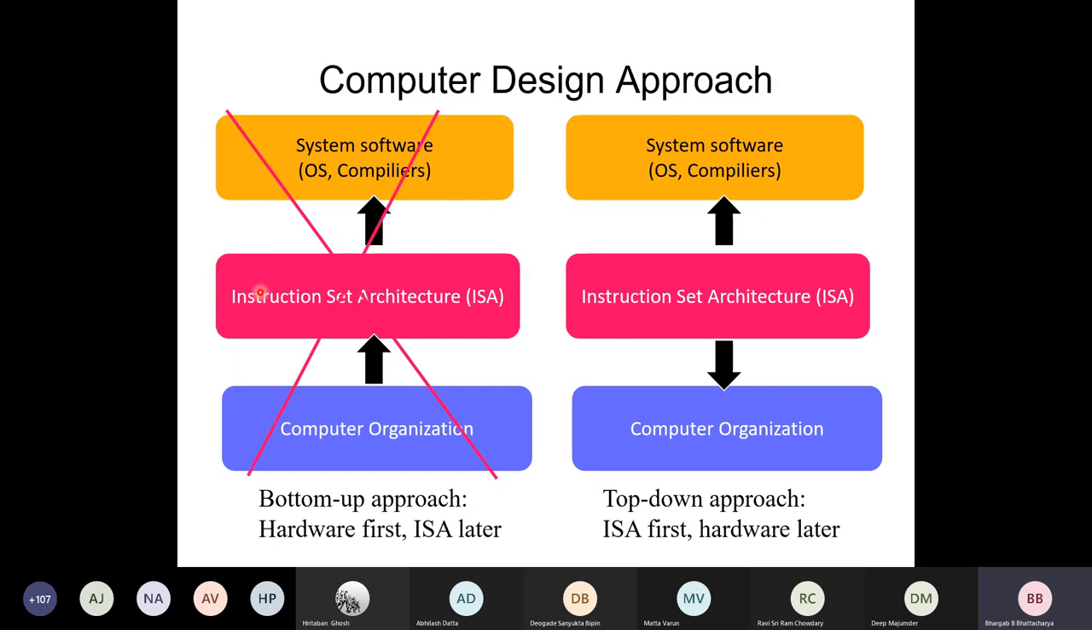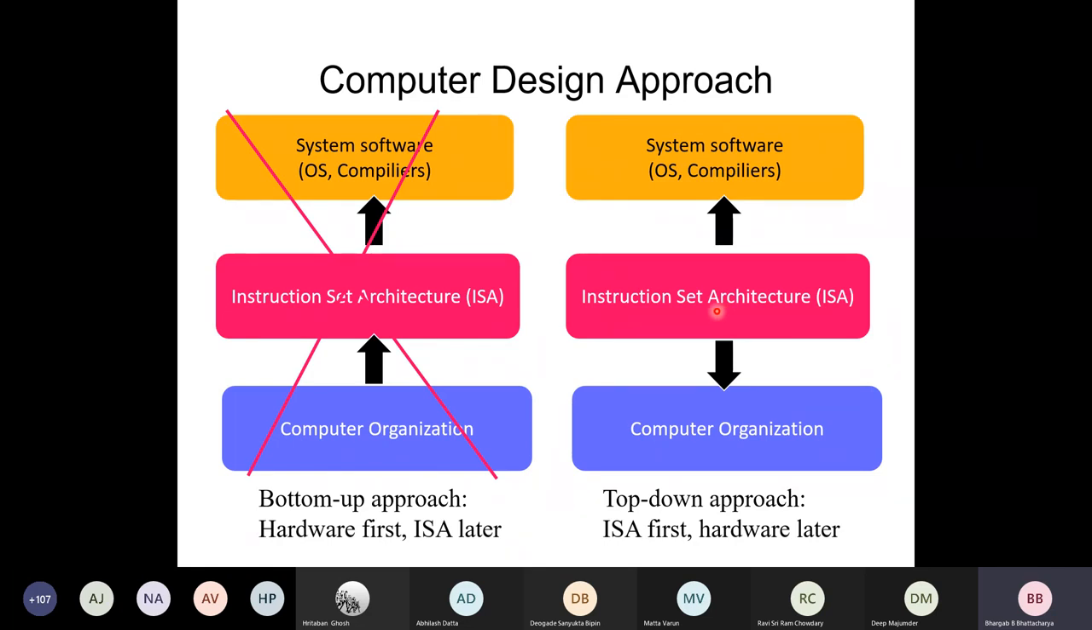So the modern approach is to start from instruction set architecture. So this is the starting point. So remember, I told you where to start from. This is the place where you should start from in designing a very large machine. You start from instruction set architecture. Think of your architecture or instruction set first.